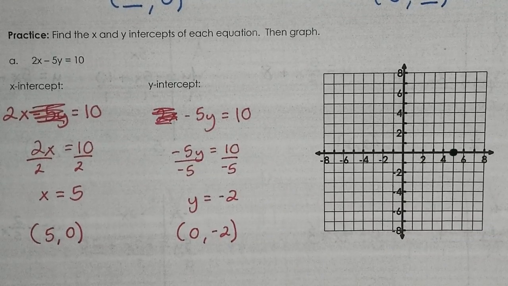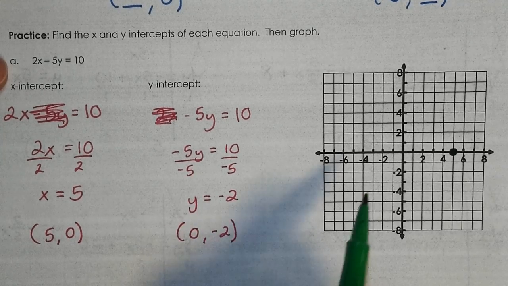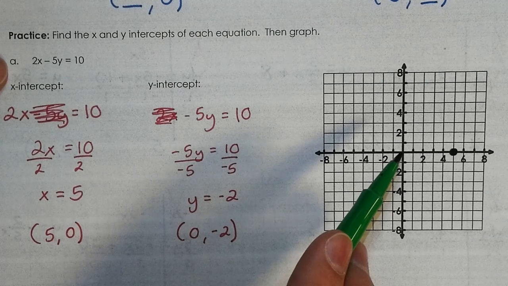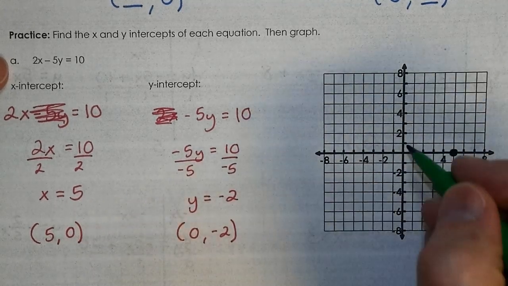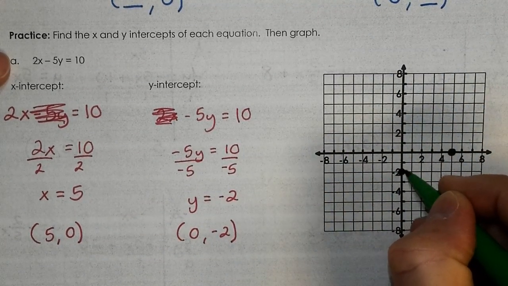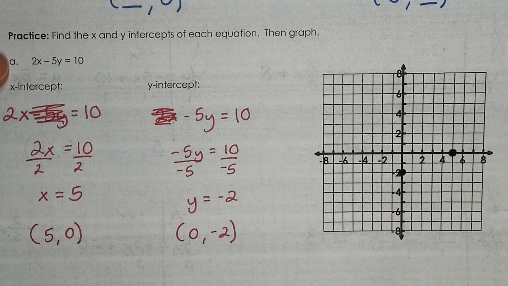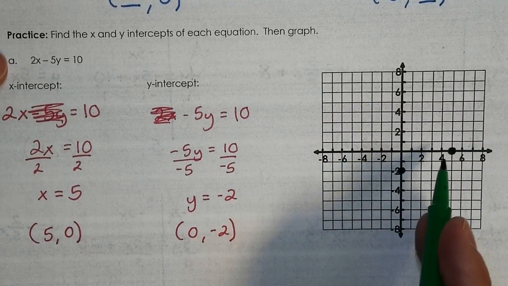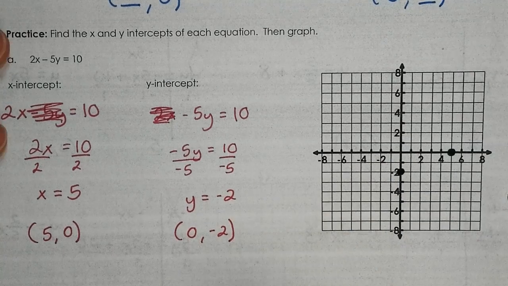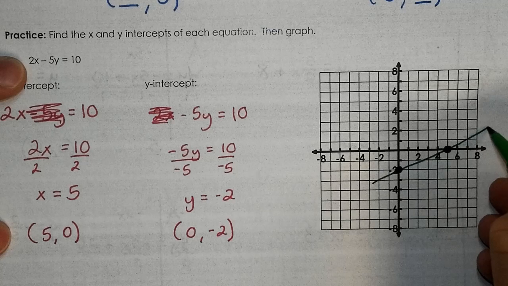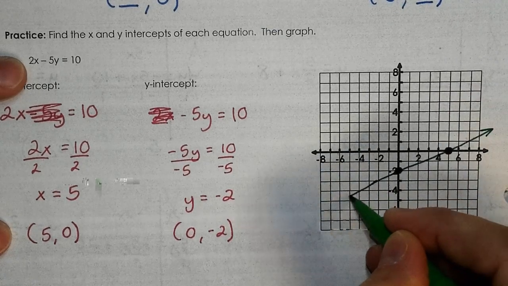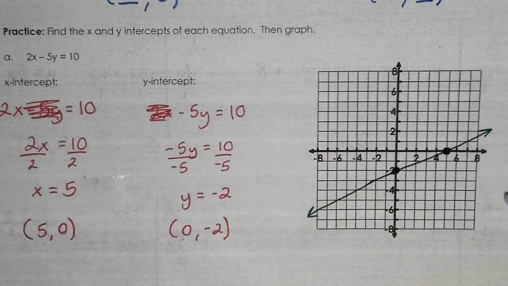Now, what is my y-intercept? We said 0, negative 2. So I go to 0, 0. Where do I go from there? Down. I go down 2 to right there, and I put a dot. Guess what? I have my y-intercept, I have my x-intercept. Guess what I just need to do now? Just draw a line. You just draw a line, and I'm done.